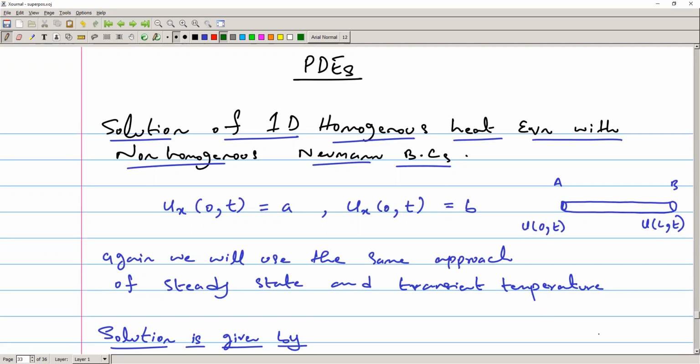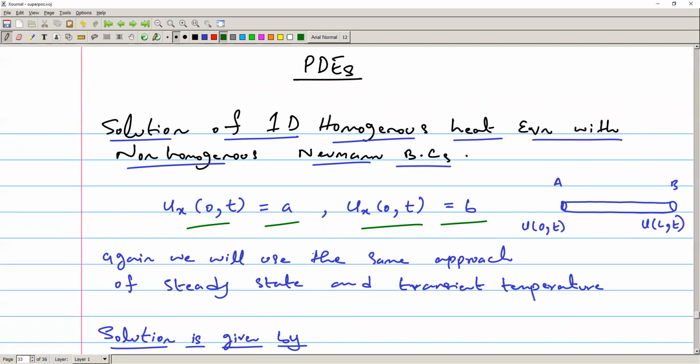Now here is another problem, that is solution of one-dimensional homogeneous heat equation with non-homogeneous Neumann boundary condition. So now we will apply the non-homogeneous Neumann boundary condition, right? In the previous example, we applied the homogeneous Neumann boundary conditions. Now we are dealing with the non-homogeneous Neumann boundary conditions, which show that there is some temperature at both ends, and the conditions are the derivative boundary conditions, right?